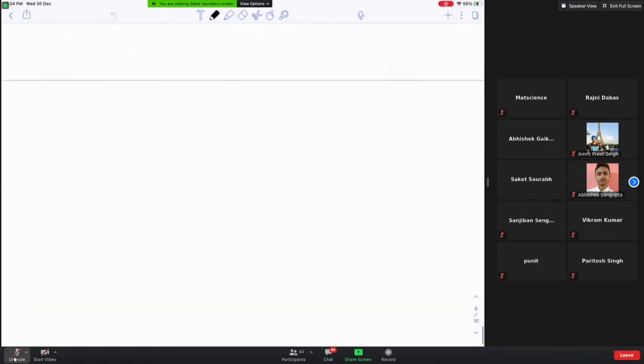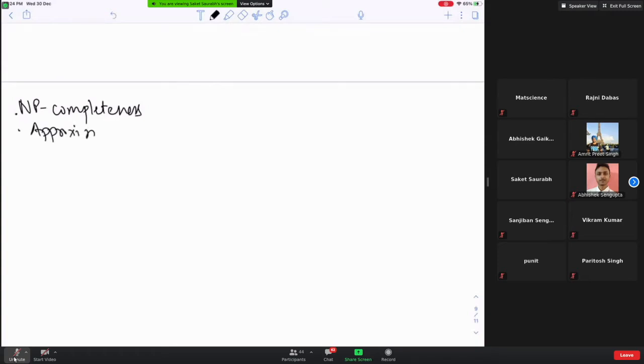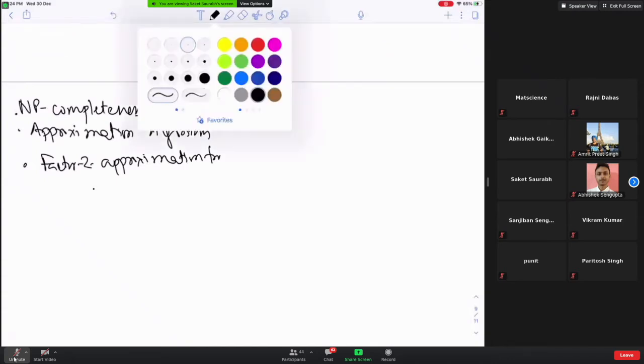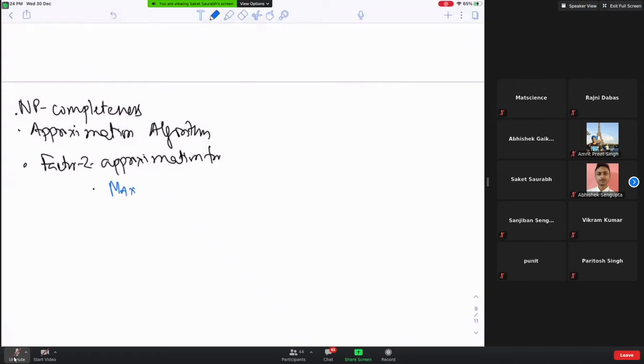So let's see. What we covered yesterday was basically what NP completeness means, what approximation algorithms mean, and then we saw a factor 2 approximation for maximum matching, and we saw a factor 2 approximation for vertex cover.